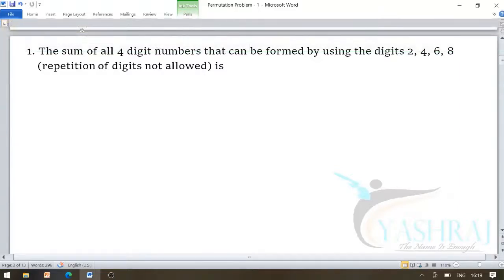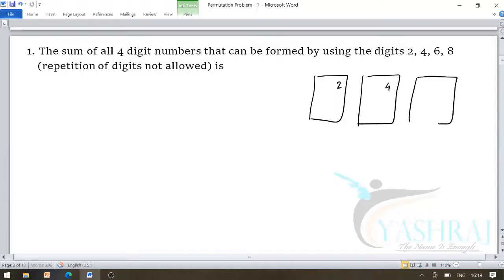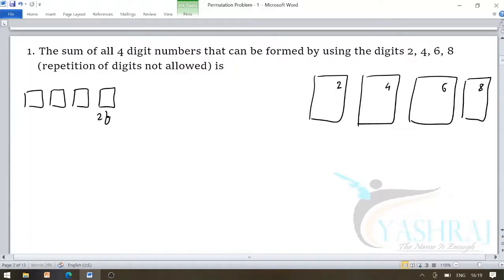So first of all, try to think over it. Which are the numbers at their unit places? To find that, the numbers which contain 2 as the unit place, 4 as the unit place, 6 as the unit place, and similarly 8 as the unit place. So how many 4-digit numbers can be formed which contain a 2 at its unit place? So fix a 2 at the ones place or the unit place.